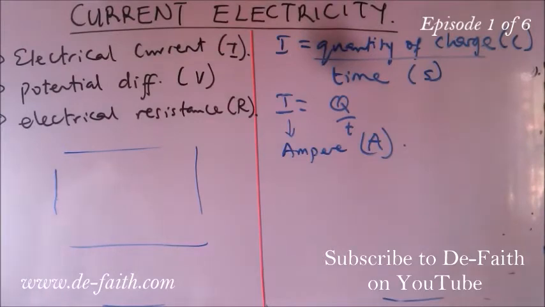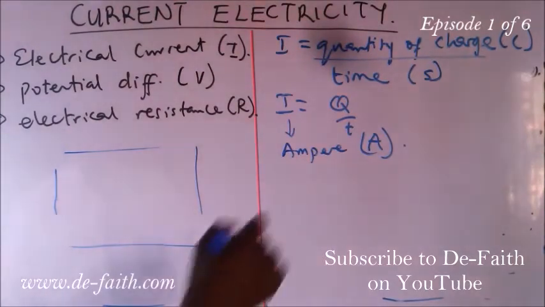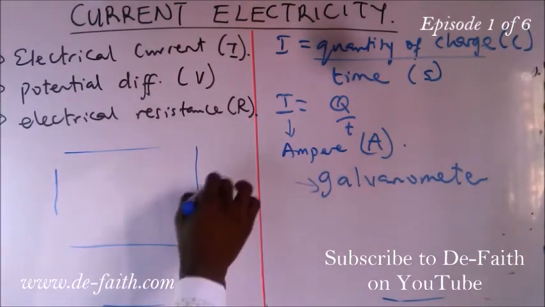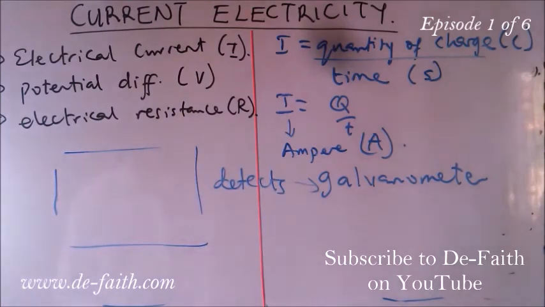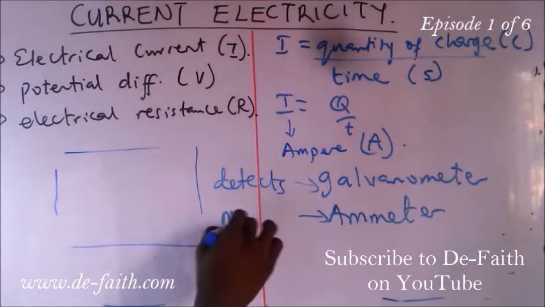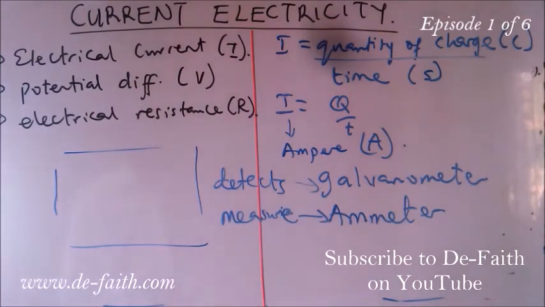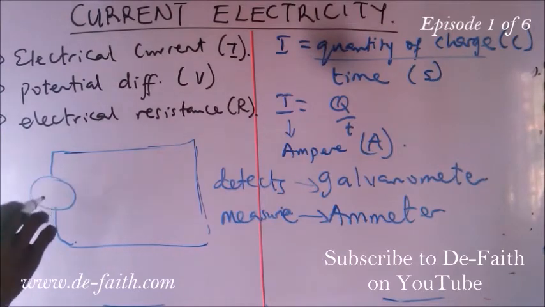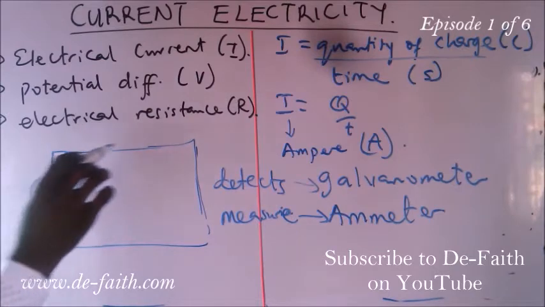We detect current in a circuit by the use of a galvanometer. What does it do? It detects. It is not what measures. And for you to measure it, we need an ammeter for measuring the current that is flowing through a circuit. And you should take note that the ammeter is always connected in series with the circuit.